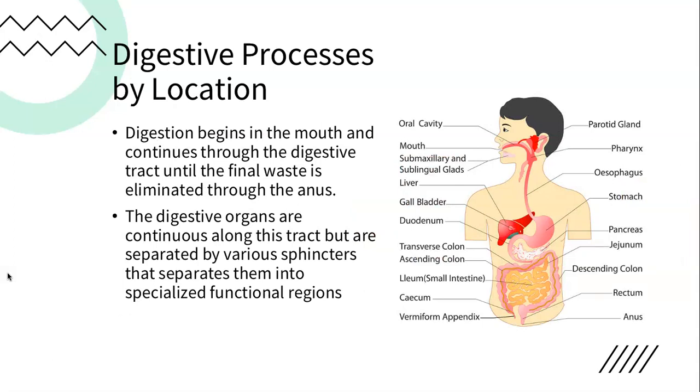We can talk about digestive processes by their location, and that's what we're going to do next. Digestion begins in the mouth. That's where we're going to begin. And it continues through the digestive tract.